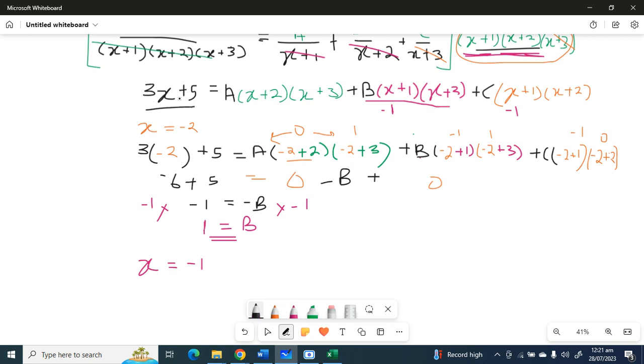We have our expression here, 3x plus 5. So we're going to have 3, open brackets, -1 in here. 3 times -1 plus 5 equals. So when x equals -1, if we substitute -1 here, we say -1 plus 2, that is 1. -1 plus 3, that is 2. 2 times 1 times a, that gives us 2a. So here we're going to have 2a.